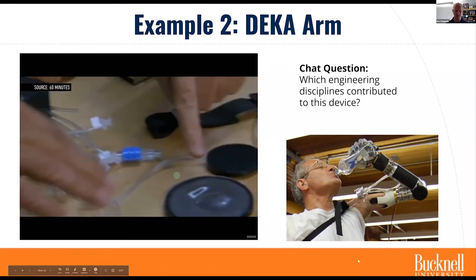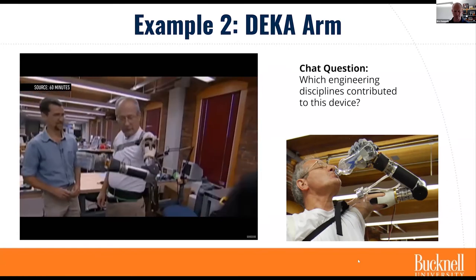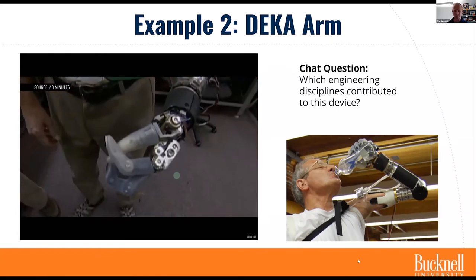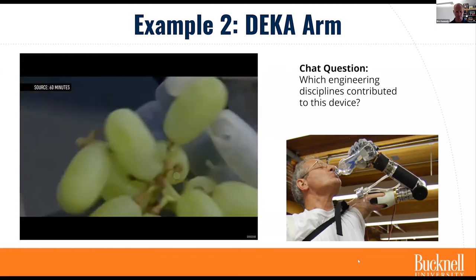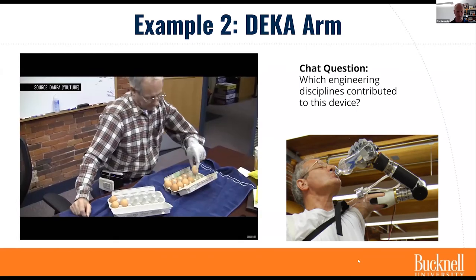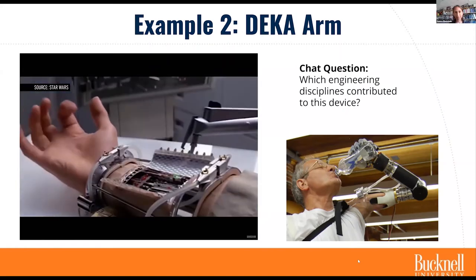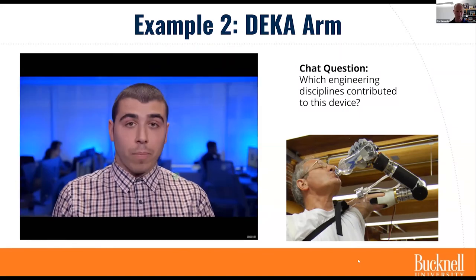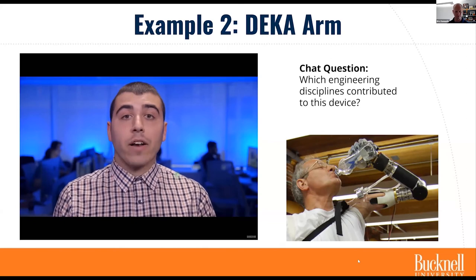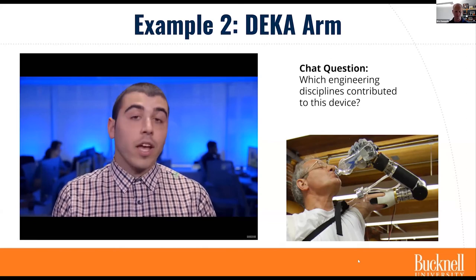The DEKA arm system is similar in size and weight to an actual human arm. It's capable of detailed tasks like using zippers, brushing teeth, and even handling fragile foods like grapes and eggs. The company has nicknamed it Luke after the character from Star Wars. Notice the similarities? The project is funded by DARPA, but developed by DEKA, a company founded by Segway inventor Dean Kamen. Here's how it works.